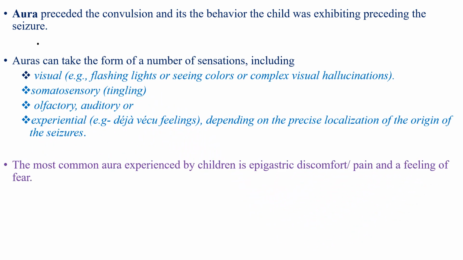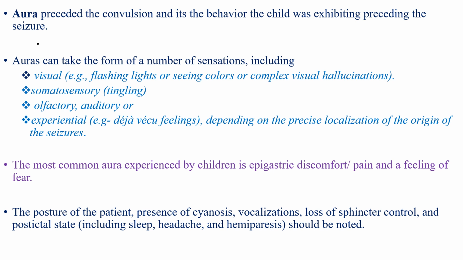The most common aura experienced by children is epigastric discomfort or pain and a feeling of fear. The posture of the patient, presence of cyanosis, vocalizations, loss of sphincter control in the postictal state, and whether during the postictal state there is paralysis, headache, or sleep should be noted and documented.